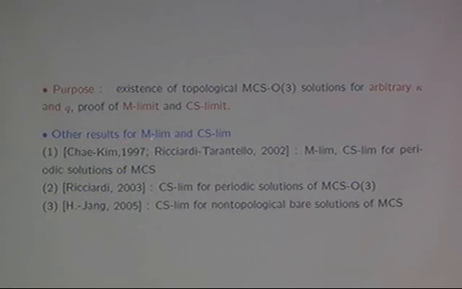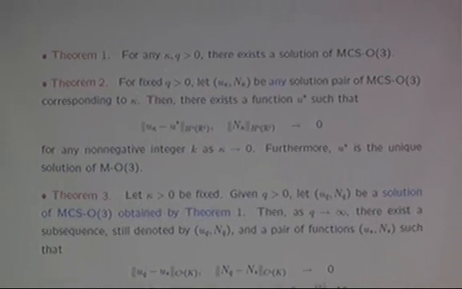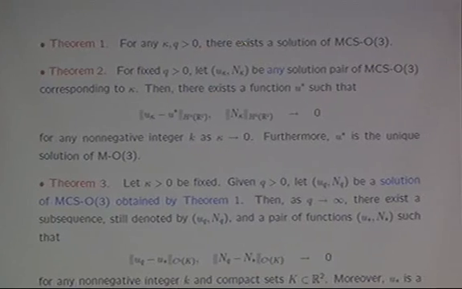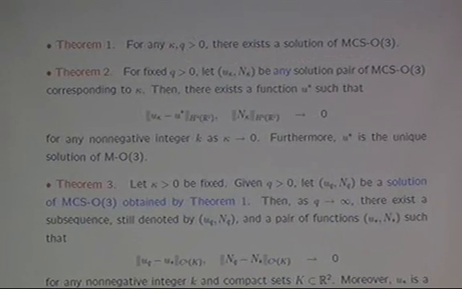There are other results for the Maxwell limit and Chern-Simons limit for the Maxwell-Chern-Simons model. For example, for topological solutions, and for the periodic case, and also the periodic case by Richard and Professor Chang and myself for non-topological solutions. So we have three theorems. The first one is the existence of solutions for arbitrary kappa and q.